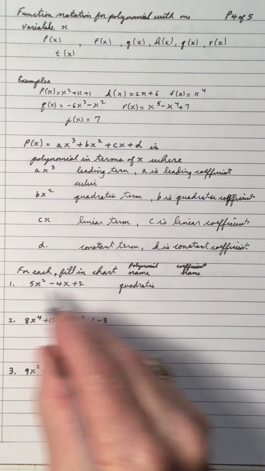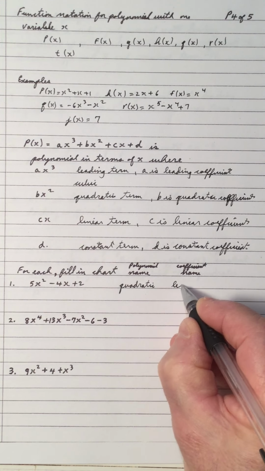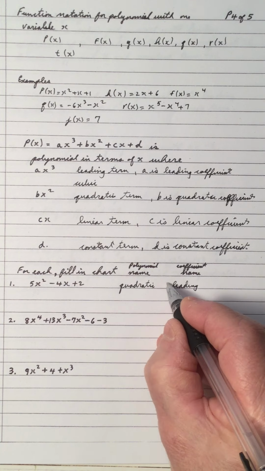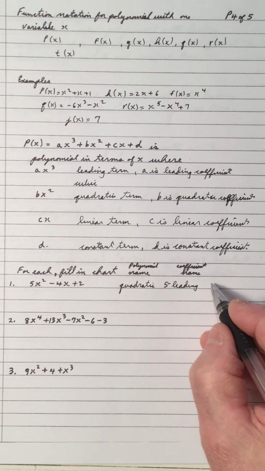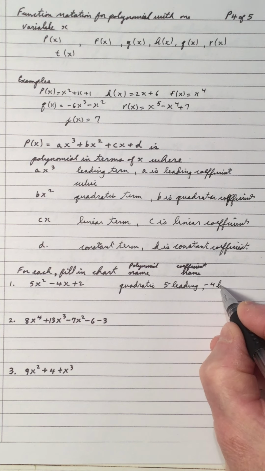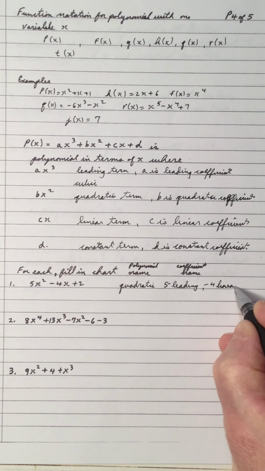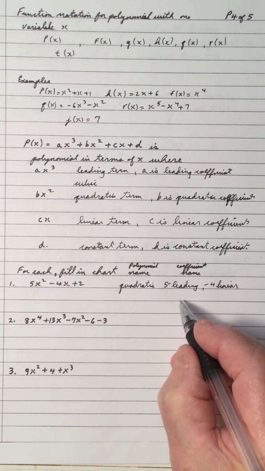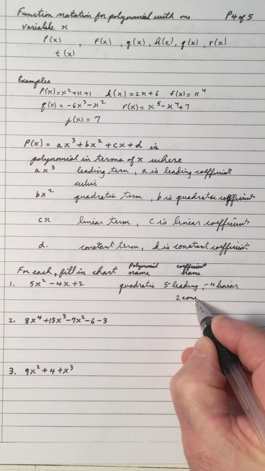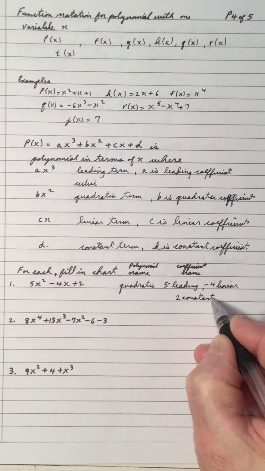And the 5 is the leading coefficient. Negative 4 is the linear coefficient. And the 2 is the constant coefficient, or the constant term.